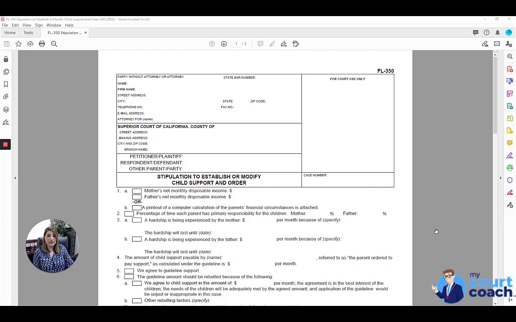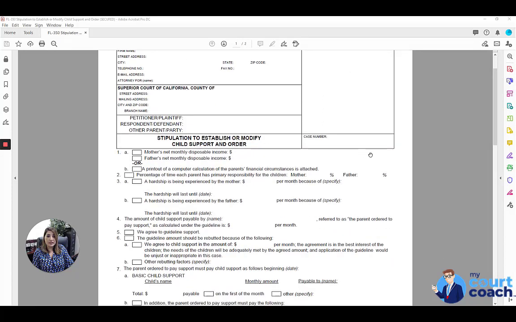I'm Sarah and I'll be your instructor today as we talk about the stipulation to establish or modify child support and order, also known as Form FL-350. As with all our court forms, you want to fill in your identifying case caption information at the top. This form is a simplified form to use if you guys have reached an agreement on child support. It includes all the fields of information that the court would need to know, and you can just fill it in instead of having to write up your own written agreement.